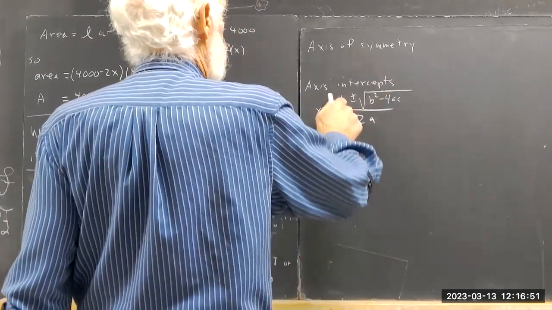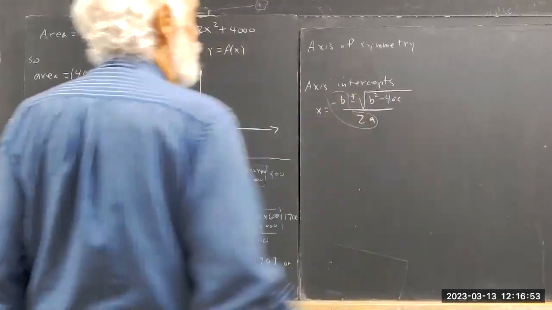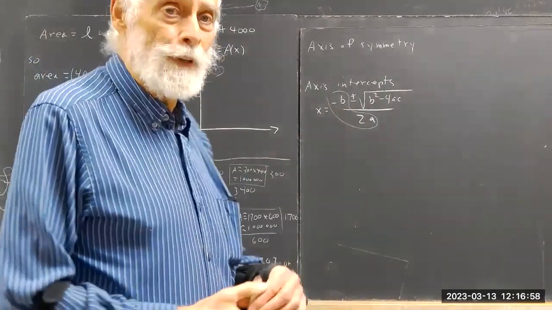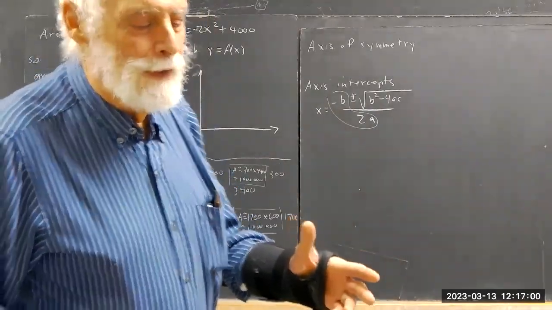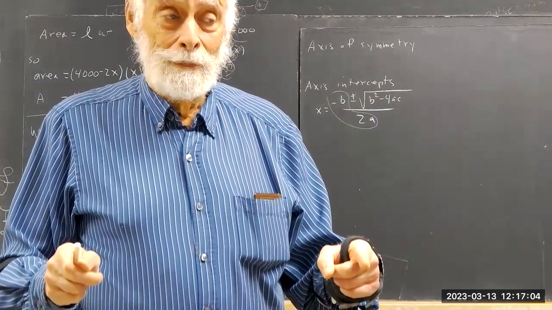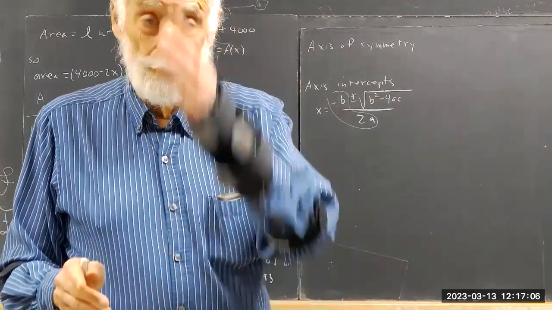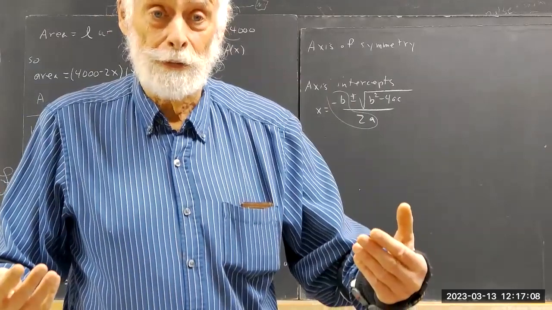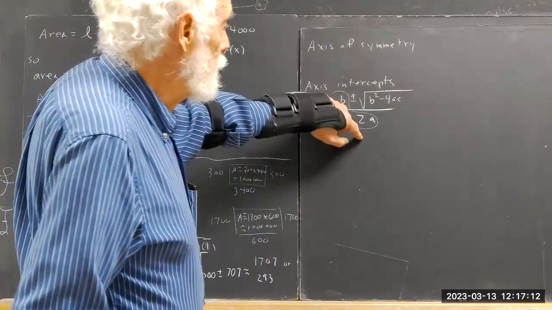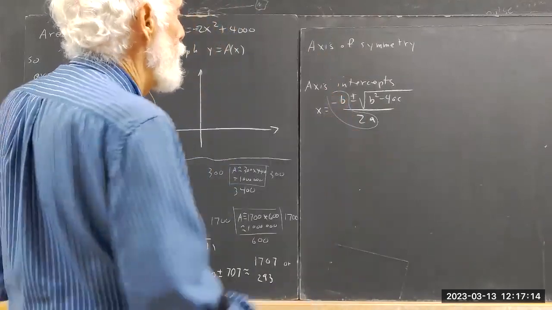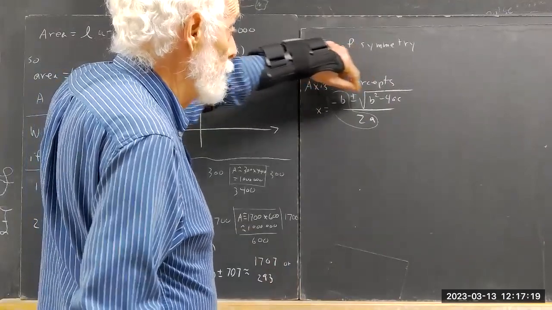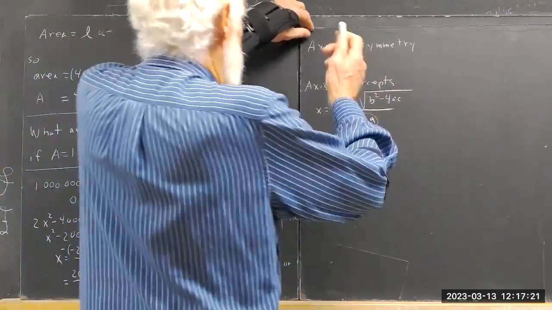Your axis of symmetry, as was astutely pointed out, you can find by finding the zeros. And the axis of symmetry will be halfway between the zeros because that's what symmetry tells you. Halfway between the zeros is negative b over 2a, because negative b is halfway between negative b plus this and negative b minus this.